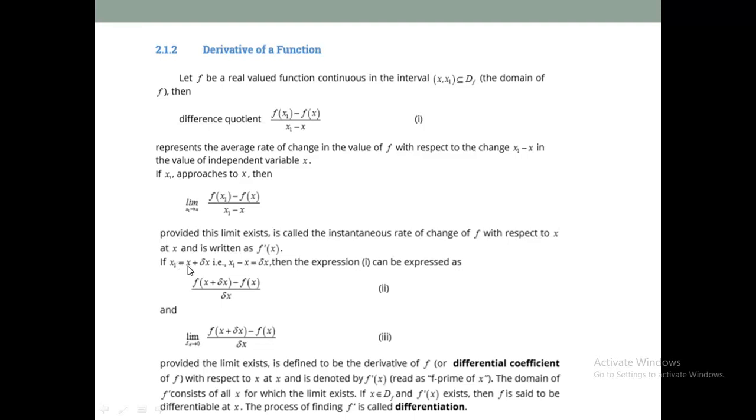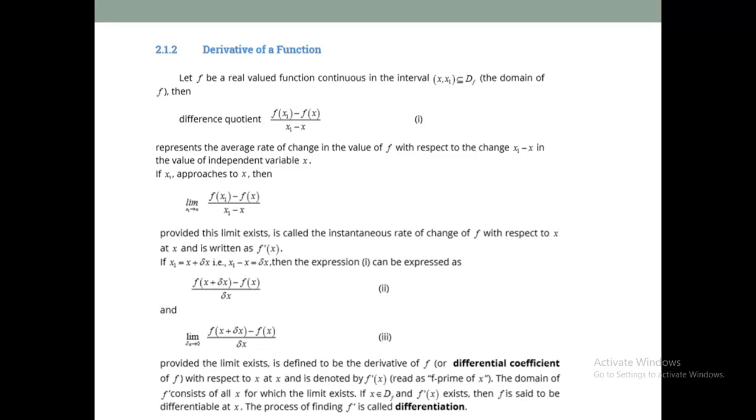Now x1 is equal to x plus delta x. Then the expression becomes f of x plus delta x minus f of x. When we write x plus delta x in place of x1, the simplified form is divided by delta x. Now delta x tends to 0, provided the limit exists, is defined to be the derivative of f with respect to x at x and is denoted by f dash of x.